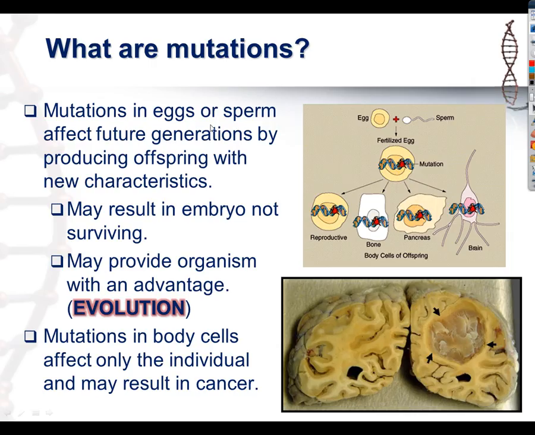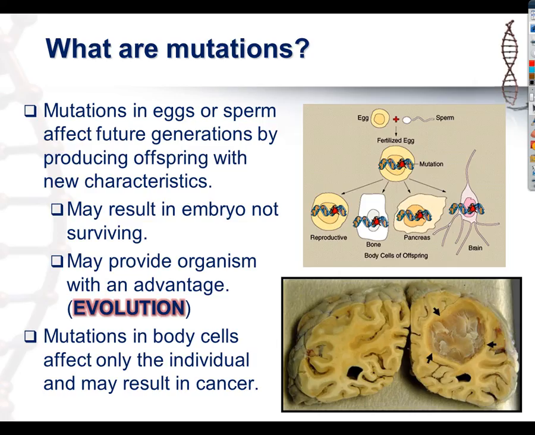Mutations in eggs or sperm during the process of meiosis are going to affect future generations, producing the offspring with that mutation to appear. It could result in the embryo not surviving, that 25% that I spoke to you about, and it may provide an organism with an advantage. There's where we talk about natural selection.